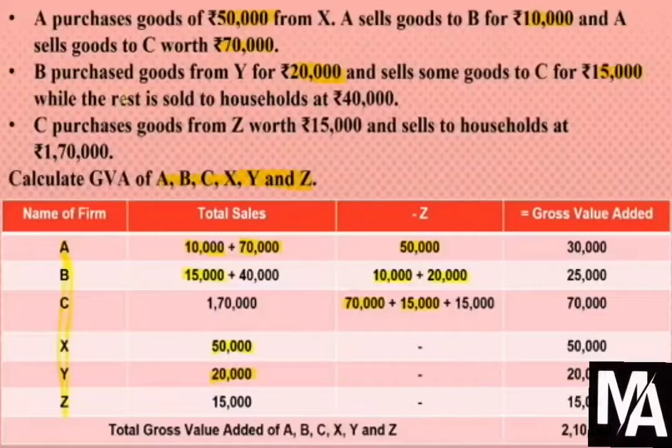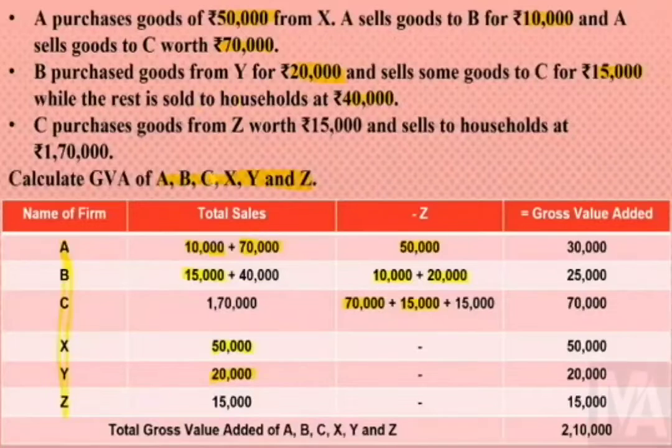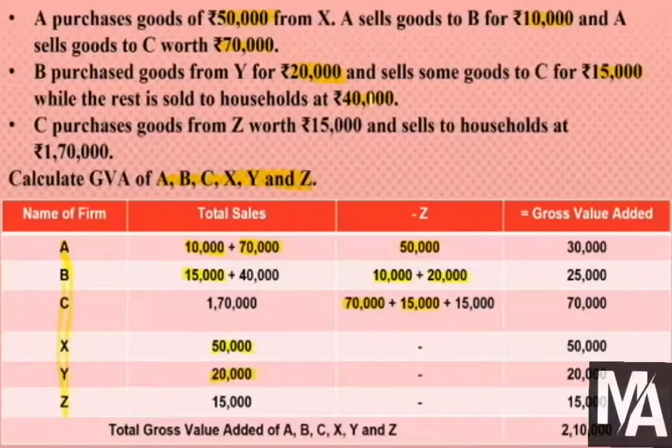Okay, and we'll move forward. While the rest is sold to households at rupees 40,000. Once again, we are calculating the GVA not of households, but only of A, B, C, X, Y, and Z. So B has sold 40,000. So this is going to be the sales. And since it is going to be the raw materials of households, we are not including households here.